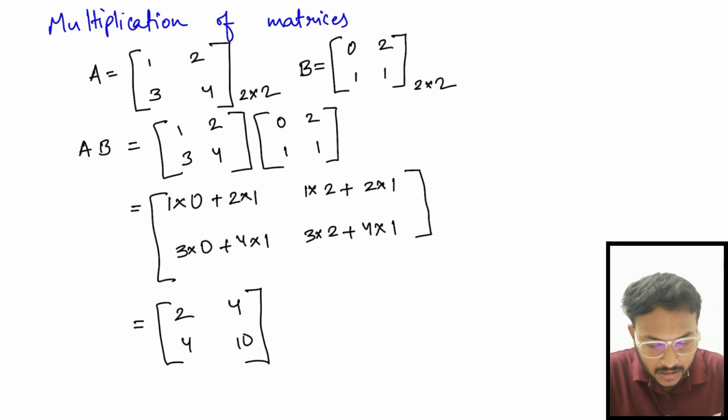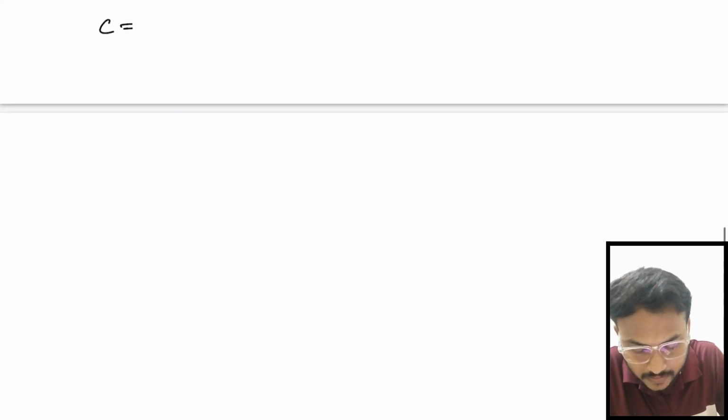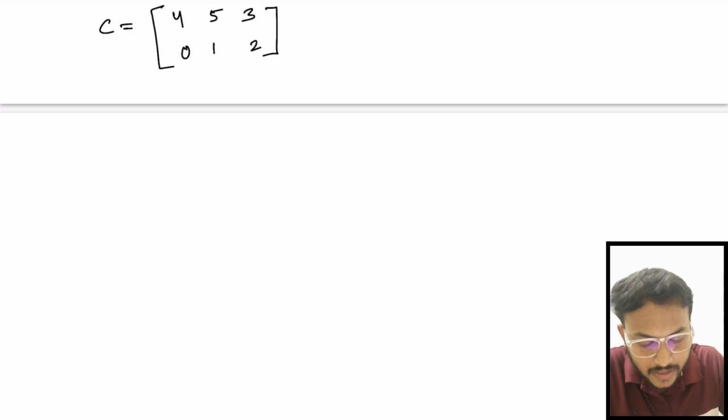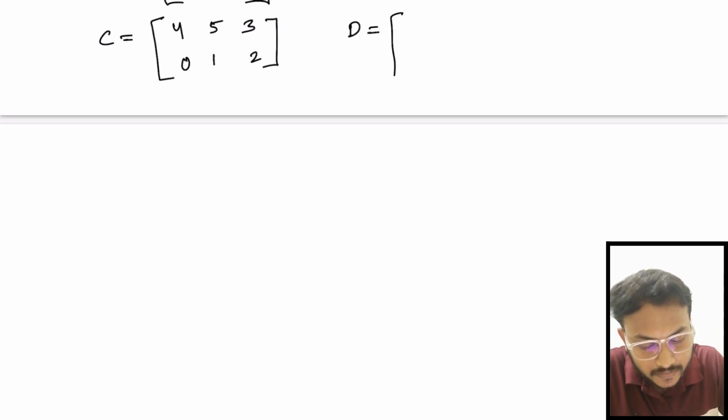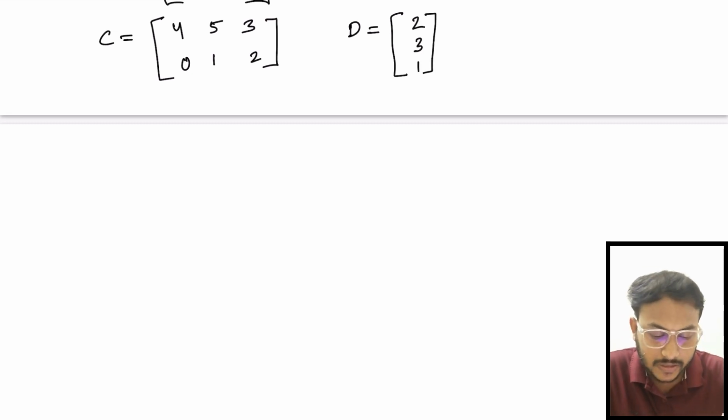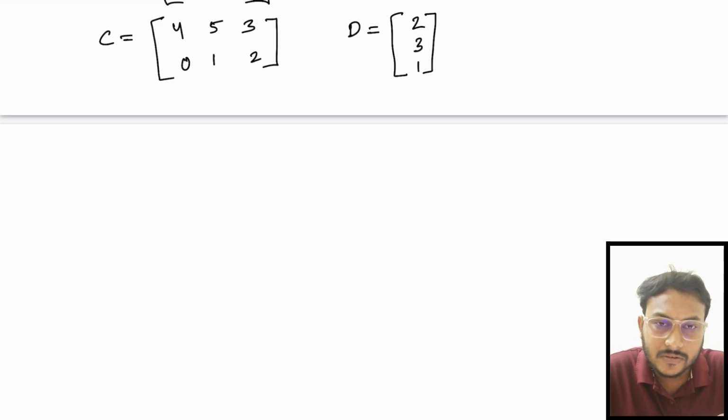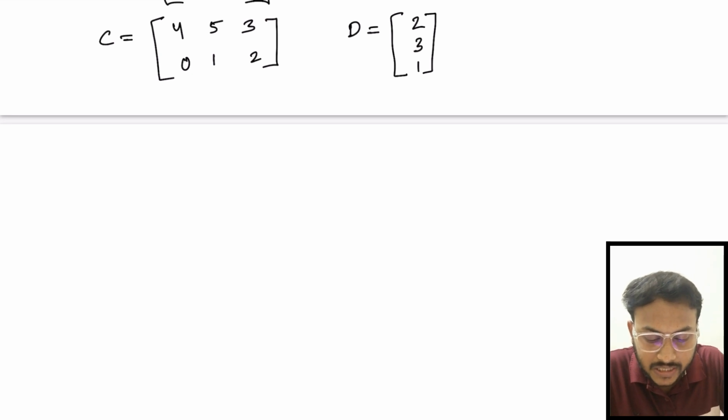Now we will see more examples on multiplication of matrices. Let me take another example. Let's say there is a matrix C. Matrix C has elements 4, 5, 3, 0, 1, 2. Now there is a matrix D, which is given to you. Again we have to find the multiplication of matrix C and matrix D. How many rows are there in matrix C? Matrix C has 2 rows, and 3 columns. So 2 by 3 is the order of matrix C.